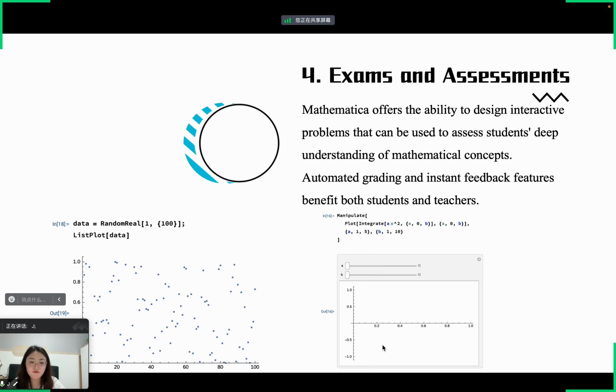Mathematics teaching from now on is no longer just about imparting knowledge, but about guiding students to explore, think, and create. Let's use Mathematica to brighten up every lesson.